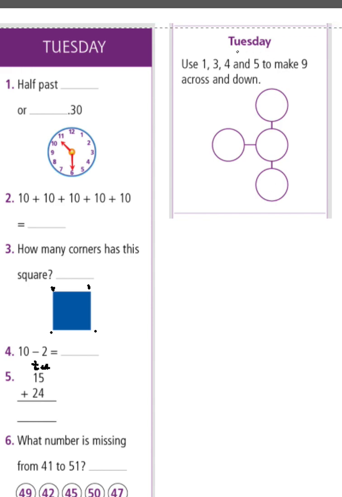Which 2 numbers here would make 9? 3 and 4? Let's count on and see. 3, 4, 5, 6, 7, no. 4 and 5, so we're on 4, 5 more. 4, 5, 6, 7, 8, 9.